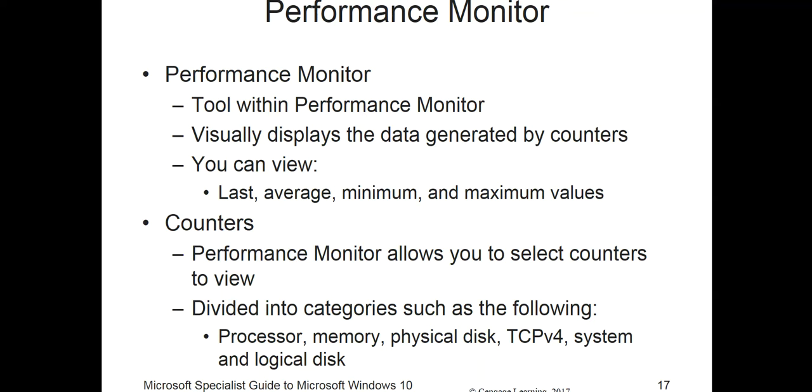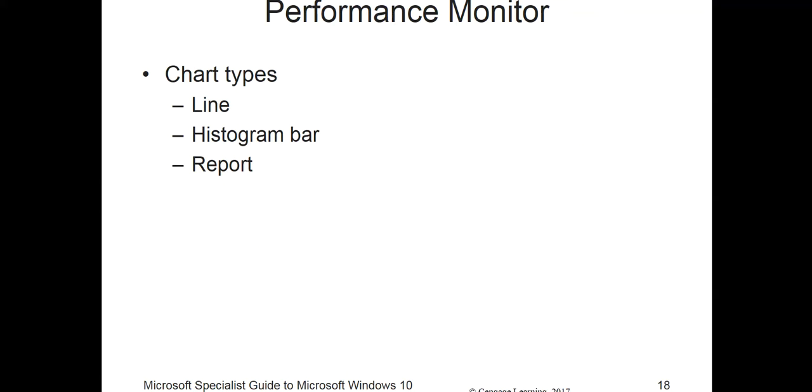So Performance Monitor, it's a tool that visually displays the data generated by the counters. You can view last, average, minimum. We saw that over on the right-hand side. We've got chart types. We can do a line chart, histogram, which is a bar chart, or an actual report.